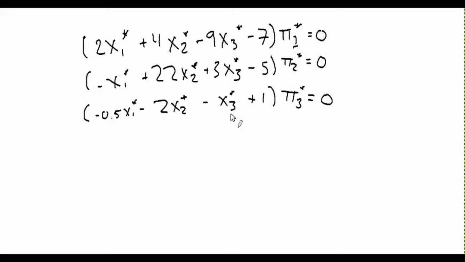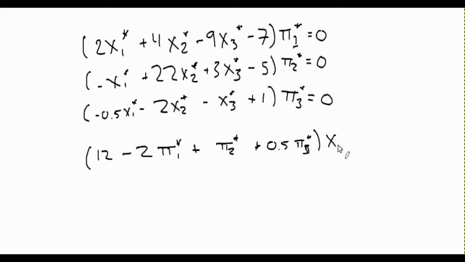And now let's do our complementary slackness conditions that correspond to each one of the columns of A. So we take c sub 1, which is 12, minus (2 pi star 1 plus pi star 2 plus 0.5 pi star 3) times x star sub 1 equals 0.